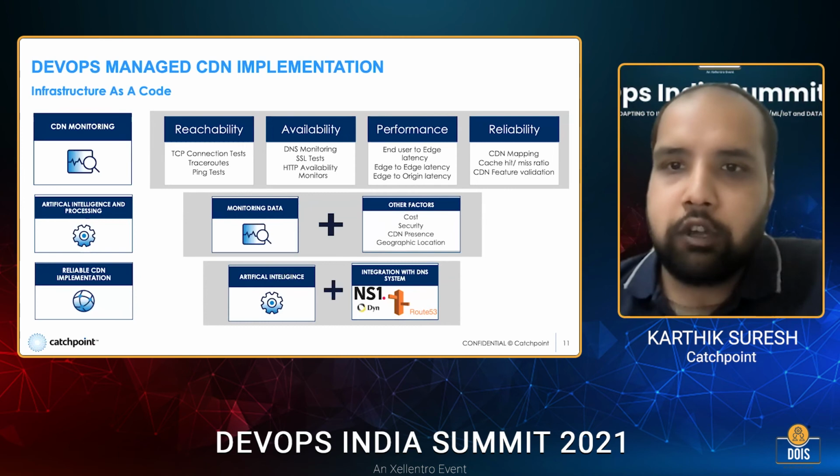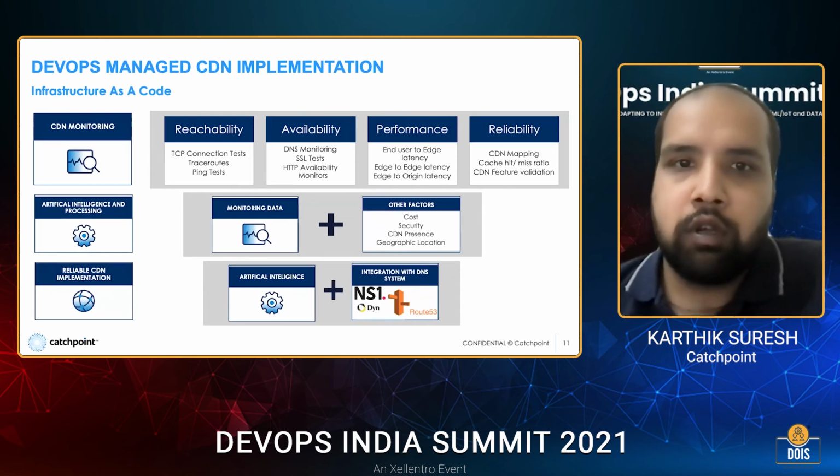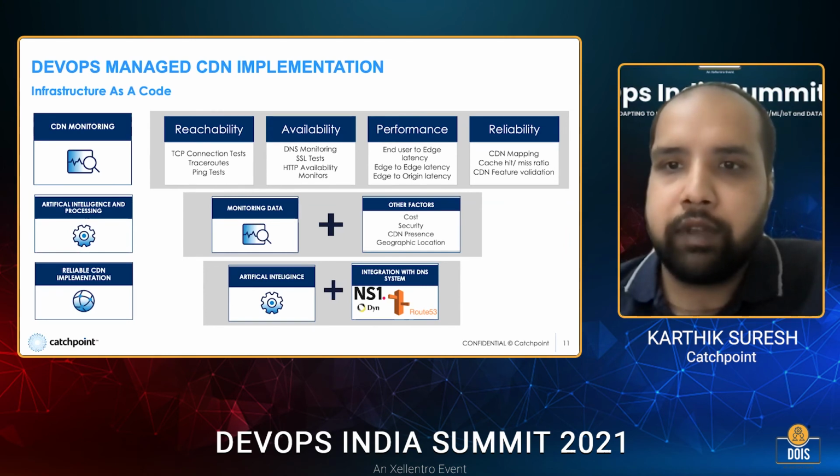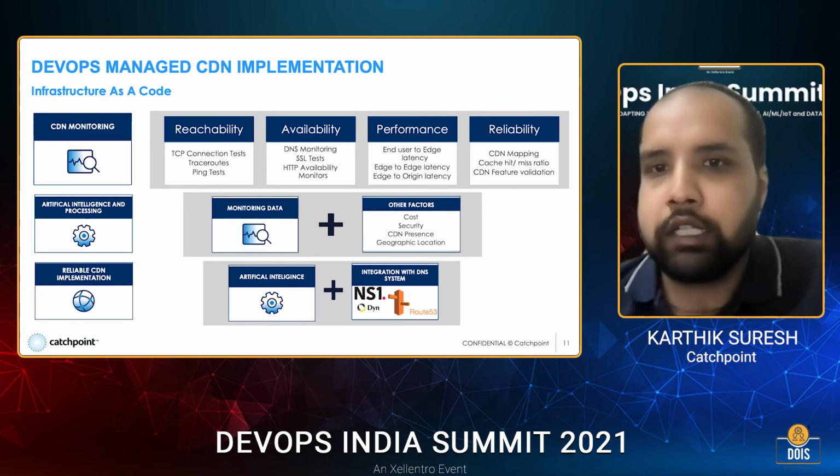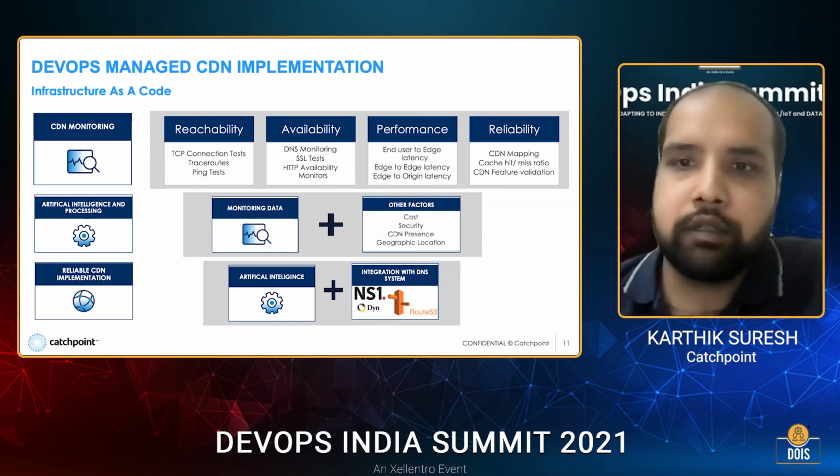Now that we've discussed comprehensively on monitoring a CDN, let us move on to see how DevOps engineers can implement an effective and reliable CDN based on the data. In Catchpoint, we believe there are 4 pillars of monitoring, which are reachability, availability, performance, and reliability. The monitoring practices that we previously discussed can be classified into one of these categories.